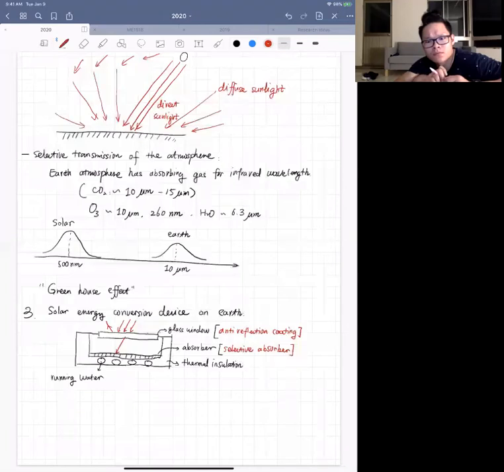Of course, you have thermal insulation, and you want your thermal insulation to be very good. Typically, you also have vacuum to minimize convection loss. So these are just a few previews of some important device concepts we will discuss later in the class.